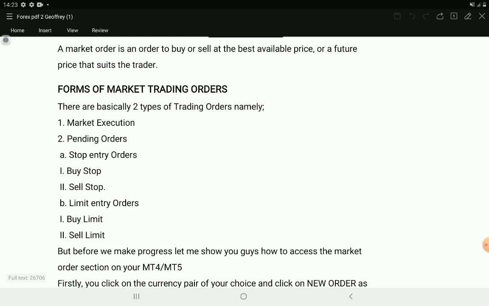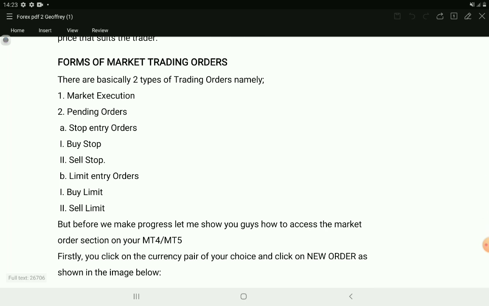Then in the forex market, market execution is the kind of execution where you enter the market instantly. The price has moved to a particular zone, and you just enter the market instantly. Then we have the pending orders. We have two types of pending orders: stop entry orders and limit entry orders. In stop entry orders, we have buy stops and sell stops. In limit entry orders, we have buy limits and sell limits.